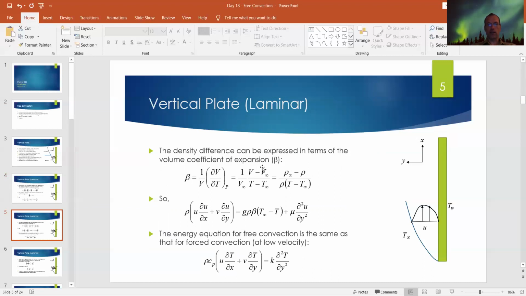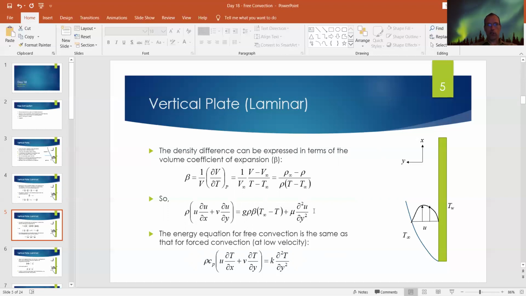And then we can convert these into density. So instead of volume, I want density. Sorry, not the ideal gas law, it's actually just the definition of density, mass over volume. Mass is constant, so volume is essentially 1 over density. Then plugging that into the previous equation, in a very similar form, the right-hand side is g rho beta (T infinity minus T). So again, this is my driving term. The viscous term is still there as well. That's my momentum equation, essentially.